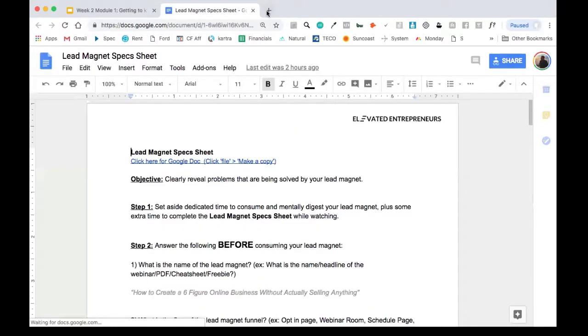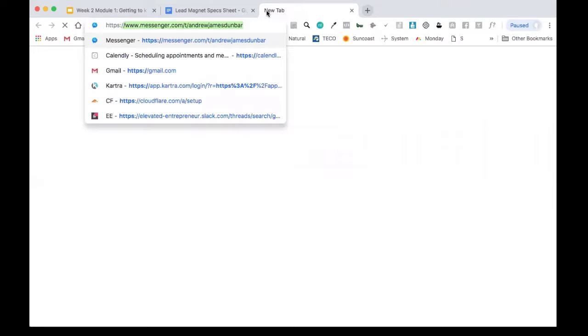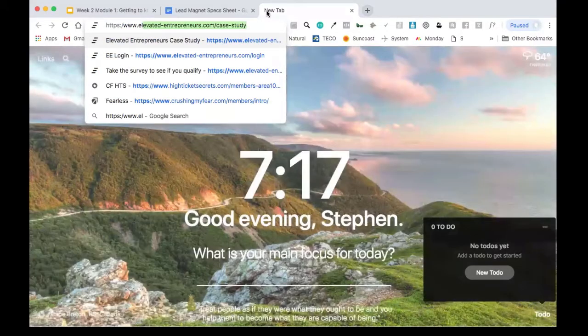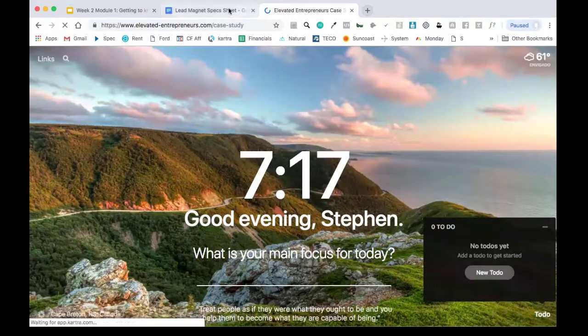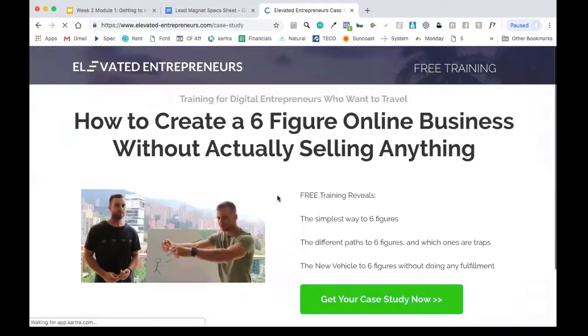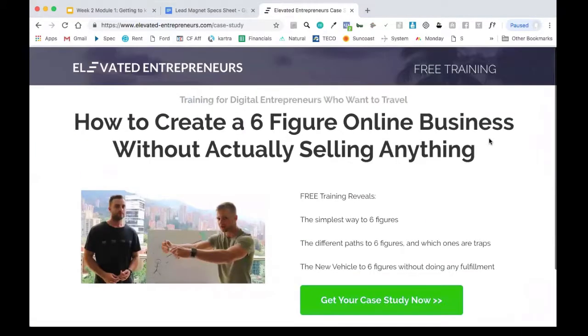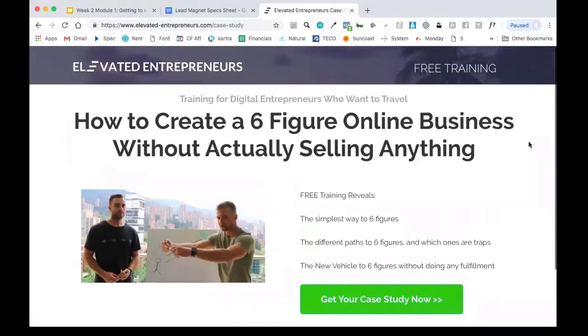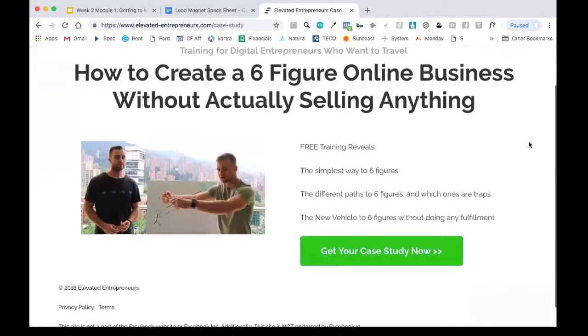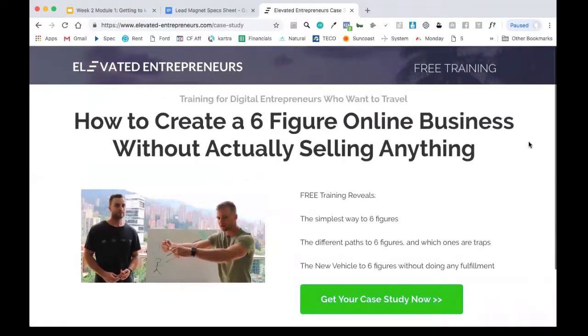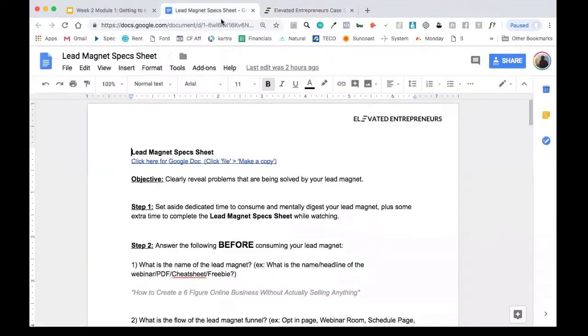And essentially, we used, as an example here, my lead magnet, which is the one that I'm promoting with Elevate Entrepreneurs. So this is our lead magnet. And a lead magnet can be a PDF. It could be a webinar, a VSL, a video sales letter. It could be a lot of different things. But I use this as an example, and this sheet will apply to all lead magnets. So basically, here's the gist. The objective of this sheet is to just clearly reveal the problems that are being solved by your lead magnet.